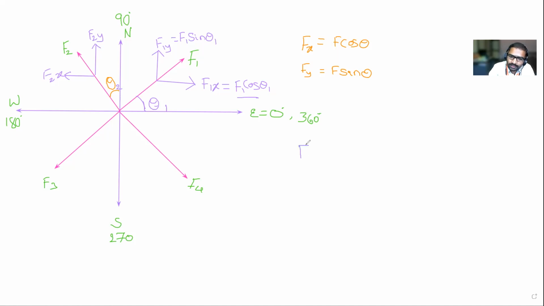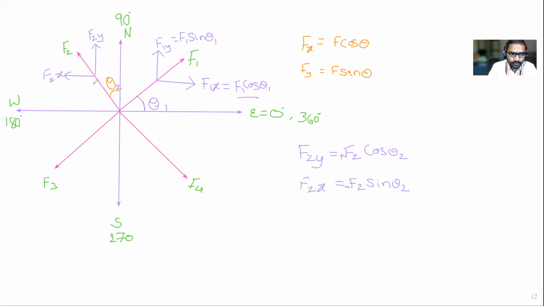Hence, tell me what is F2 in the upward direction? F2y is equal to F2 cos theta 2. Next, F2x is equal to minus F2 sin theta 2. F2y is moving upward, so it is positive, and F2x is negative. So listen to me carefully.